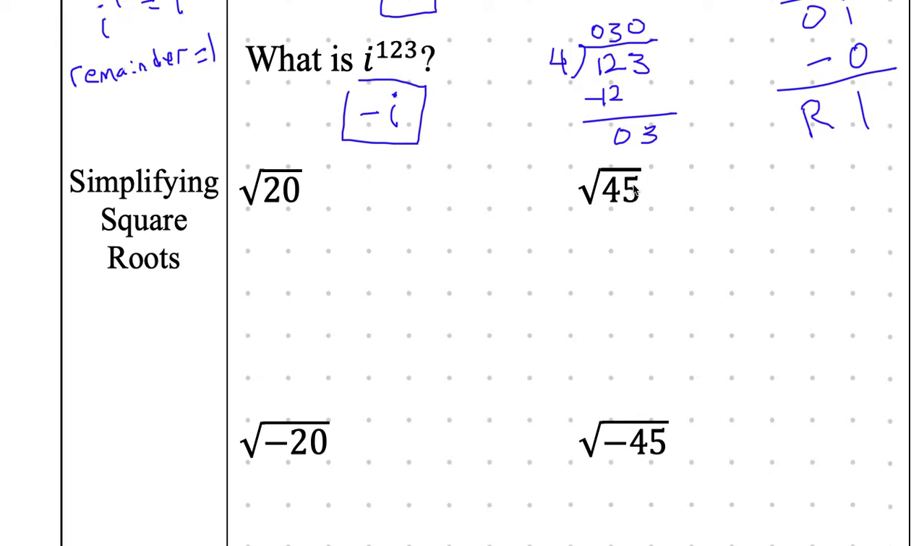Who can do a factor tree for square root of 20? Everything in your factor tree should have square roots in it. Beverly, go for it. The square root of 4 and the square root of 5. Cool. And it's going to be 2 square root of 5. There it is. Thank you.